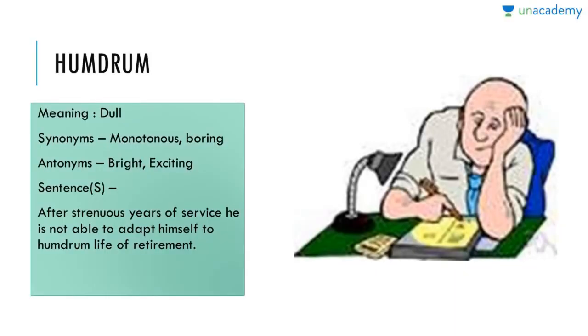Humdrum. My favorite word personally. The meaning of the word humdrum is to be dull. So synonyms for this could be monotonous, boring. If you go to school every single day and you're doing nothing but just attending the same sort of lectures, it becomes humdrum. It becomes monotonous. Consider this. You have the same timetable daily. What distinguishes your Monday from your Tuesday? It's both the same. So that way school life would become humdrum. It would become boring. So the antonyms for this word are bright, exciting.